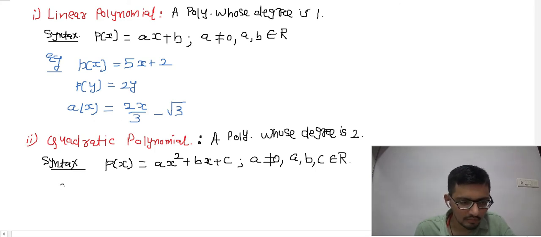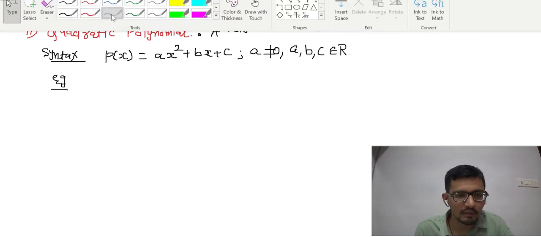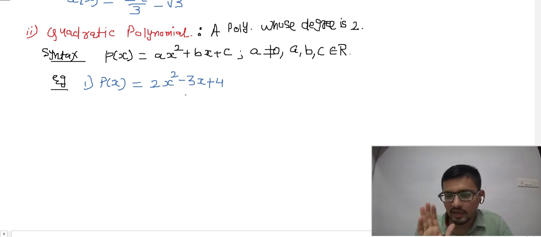Again I am telling, for quadratic polynomial it is not obvious that it should be 3 terms. What is the obvious thing? Highest power should be 2, because a polynomial whose degree is 2 is called a quadratic polynomial. So example number 1, if I am writing p of x is equal to 2x square minus 3x plus 4, this I can say quadratic polynomial. Now we are studying polynomial in single variable. You can see here x power is 2, here x power is 1, the highest power is 2, that means the degree is 2. Degree means highest power. So it is called quadratic polynomial.